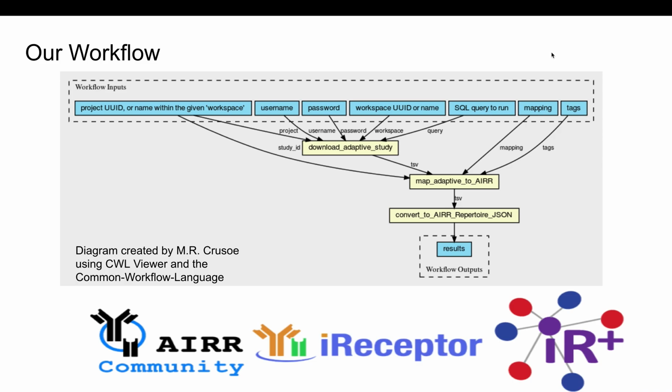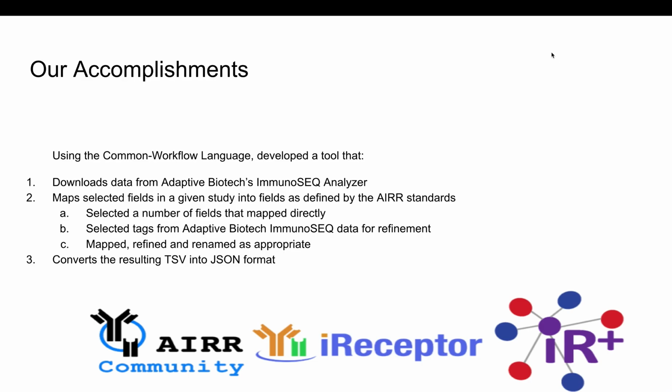With that file, we then apply our mapping and tagging script to convert into a TSV that is AIR compliant. The TSV is once more processed and transformed into JSON format. This JSON file will be loaded into an iReceptor turnkey. What we did during the weekend is, using the common workflow language, we developed a pipeline that downloads the data, maps the selected fields, and then converts the resulting TSV into a JSON format.